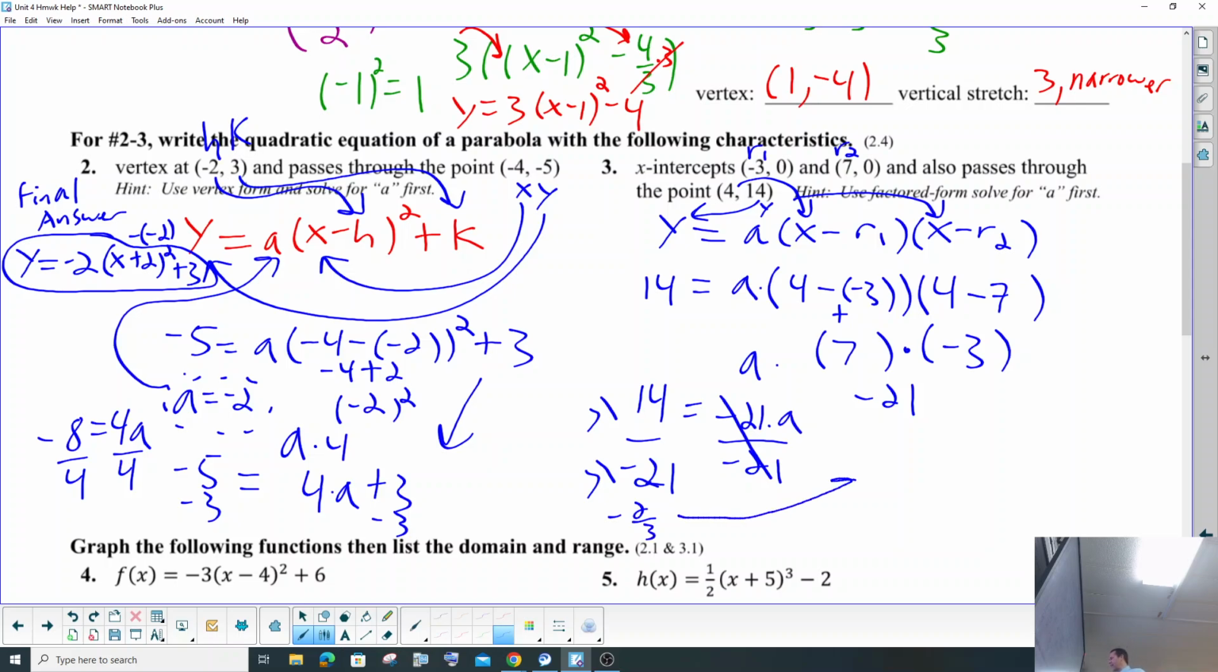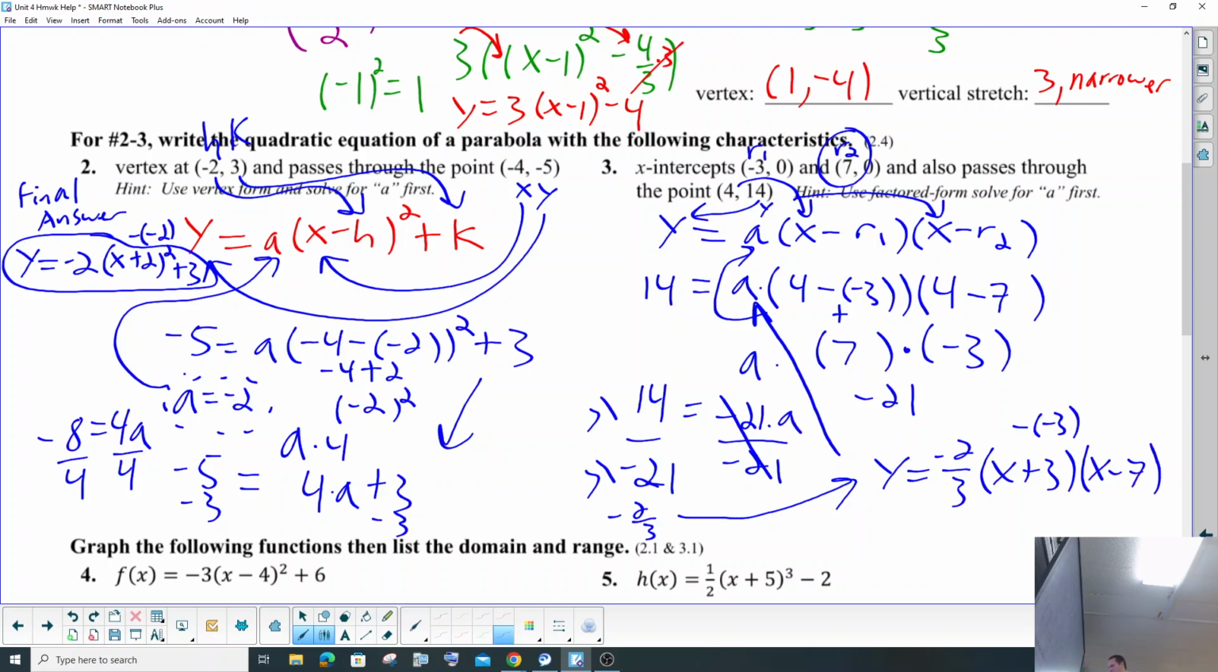So then our final answer, we have to plug that back into the a now. Right? Back into the a. So we get y equals negative 2/3 for our a value, times x minus the minus 3, so that's x plus 3, times x minus r2, where r2 is the 7. And that is our final answer.